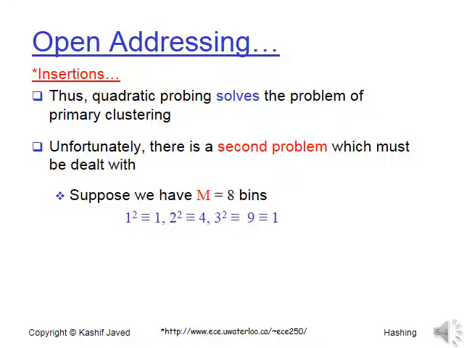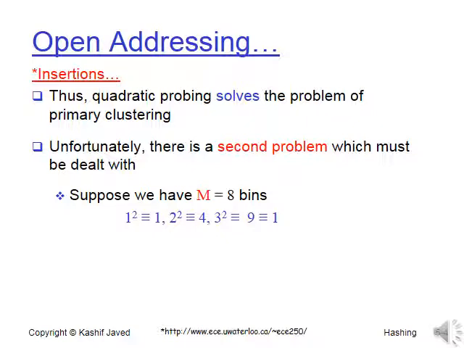With quadratic probing, instead of moving one spot all the time like we did in linear probing, we move i squared spots to avoid collision. It solves the problem of primary clustering. Unfortunately, there is a second problem which must be dealt with.